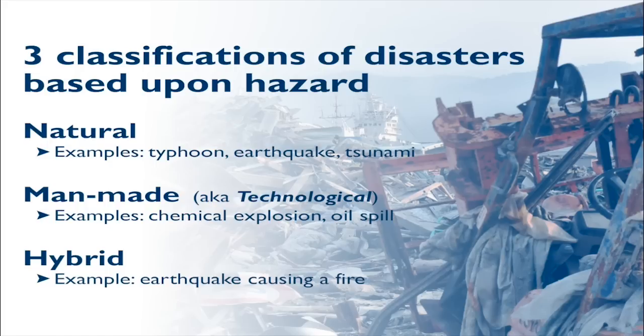So let's go into the three classifications and give some examples of disasters based upon hazard. Examples of natural disasters include typhoons, earthquakes, and tsunamis. Examples of man-made or technological disasters include chemical spills or explosions, oil spills, or terrorism. And then there are hybrid disasters. I can give you an example of when an earthquake occurs and then fires are caused by the disruption of the gas mains in a city. And so we have a natural disaster of earthquake that results in a technological disaster of a fire. That mix is a hybrid disaster.